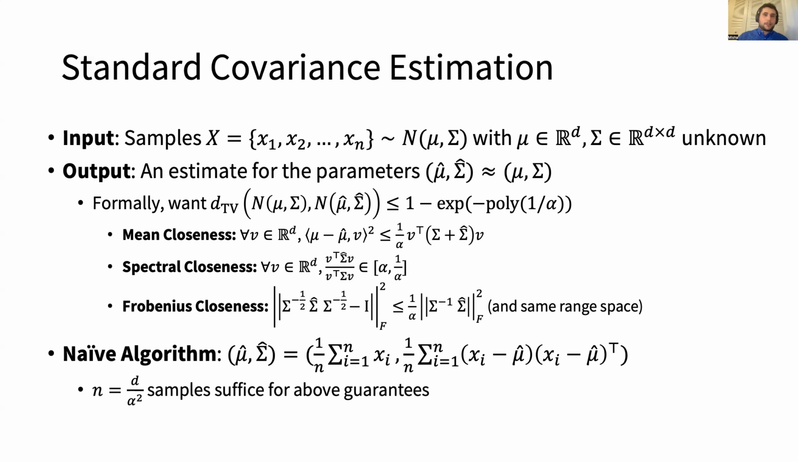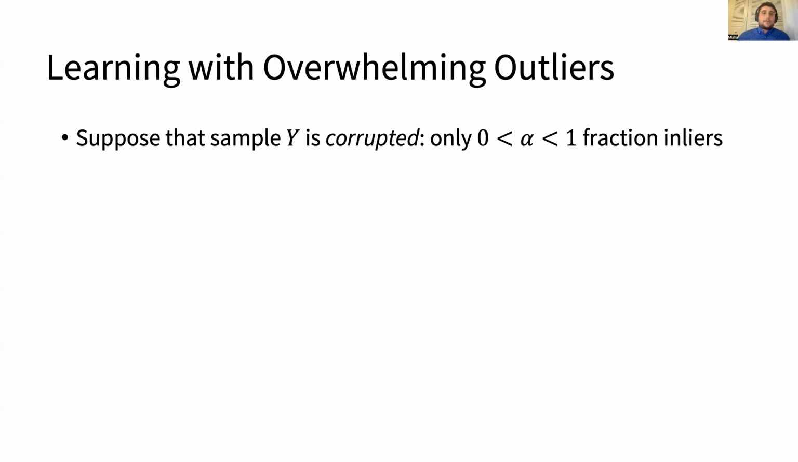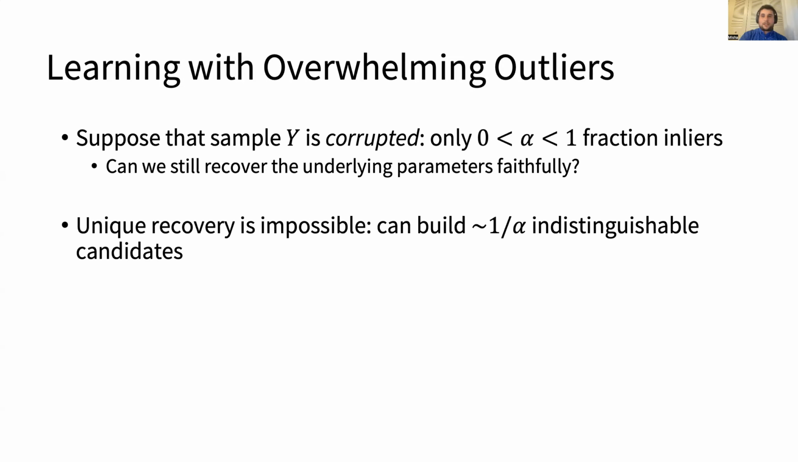With this all good, now we can move on to learning with large amounts of outliers. So suppose that the sample y, not x itself, is corrupted, and only alpha fraction of the entries are inliers. And the question is, can we still recover the underlying parameters mu and sigma? So we only know alpha fraction. And the answer is no.